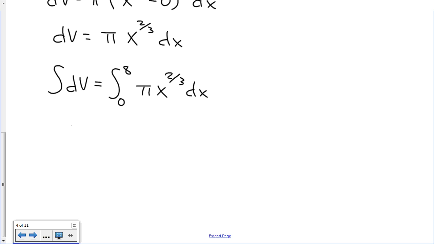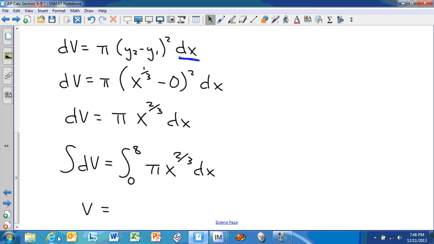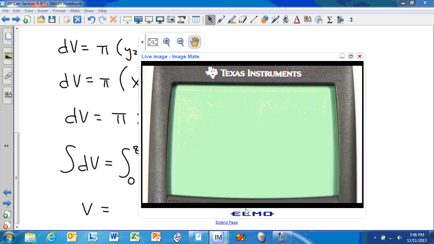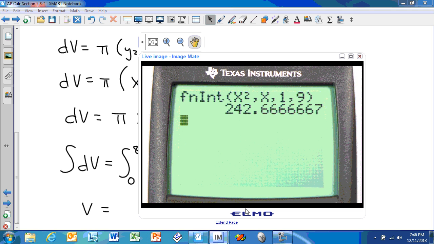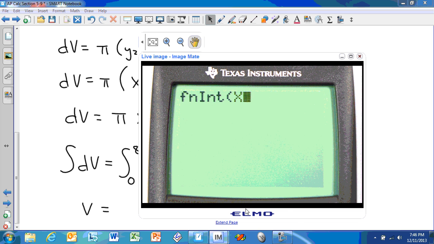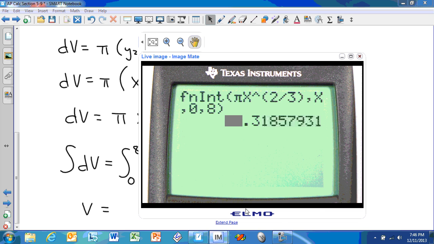And on the left side there, when you integrate dv, you get v. And on the right side, like I said, if you wanted a little more practice with the fundamental theorem of calculus, you could certainly use it there. I want to illustrate your numerical integration command. So let's use fnint of pi times x raised to the 2/3. Make sure you got parentheses in there, of course. My variable is x, and I'm going to integrate from 0 to 8, they said. And it'll take a few seconds here to crunch that. And we get 60.319.